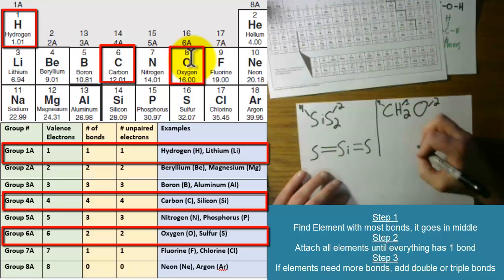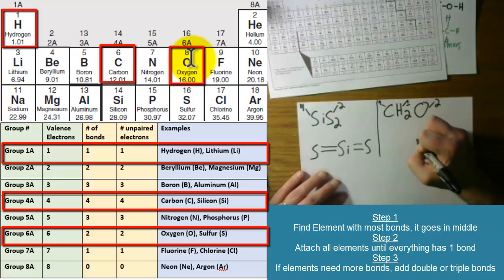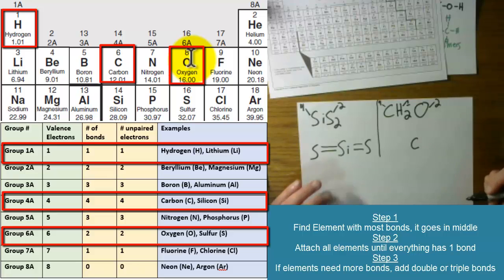Hopefully you answered carbon, because carbon makes the most bonds, it goes in the middle. Okay, carbon goes in the middle. Next step, what do we need to do next? Next we need to attach all of the pieces at least once.